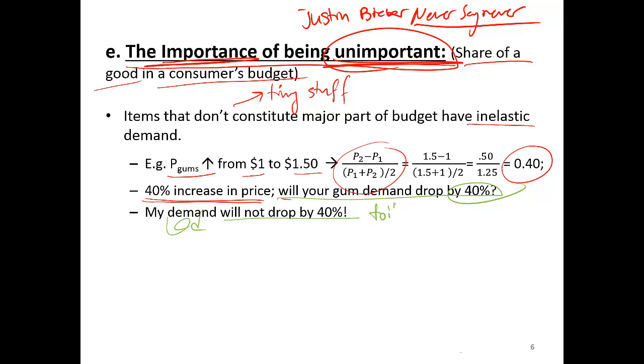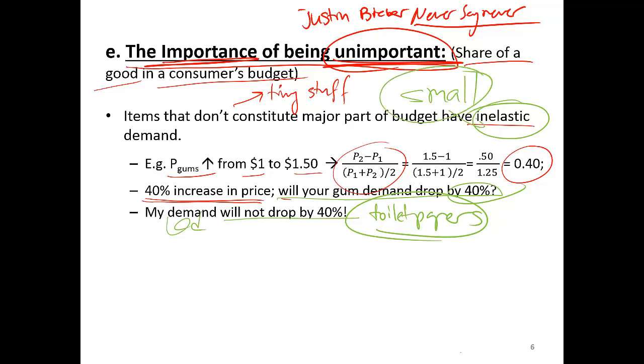Same with toilet paper. If the price of toilet paper goes up by 40%, I'm sorry, I'm not going to drop my consumption by 40%. I don't care. It's such a cheap thing. I mean, toilet paper is not necessarily cheap. You buy it in bulk, let's say, but still you use it for a long time. So it doesn't matter, at least personally at my level. So small items have inelastic demand. When I say small items, I mean items that don't constitute a huge part of your budget, inelastic.